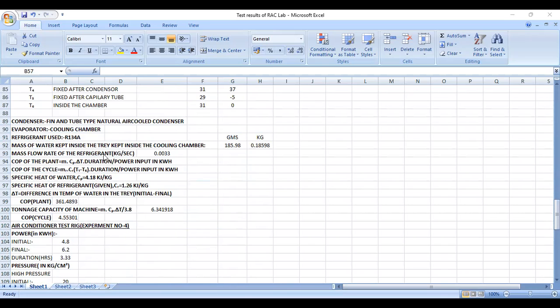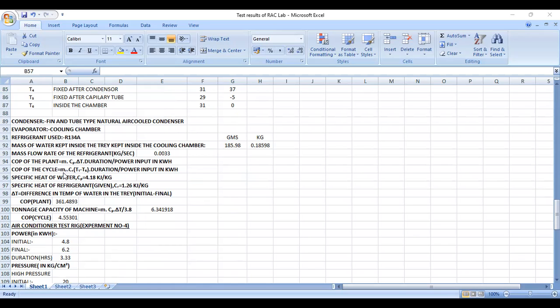Next, you have to put the values here. The refrigerant is R135. The mass of water kept inside the tray in the cooling chamber is around 0.185 kg. The mass flow of refrigerant is 0.33 given. COP of the plant is mass times Cp times delta T times duration divided by the power input.